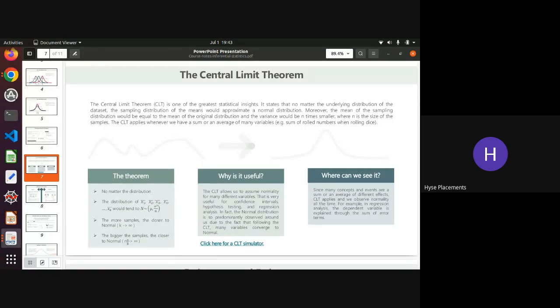So why is it useful? We are discussing this. The CLT allows us to assume normality for many different variables. That is very useful for confidence. We haven't started confidence intervals yet, and also hypothesis testing and regression analysis. In fact, the normal distribution is so predominantly observed around us because, following the CLT, many variables converge to normal.